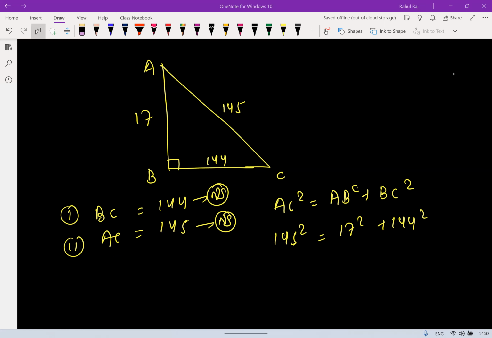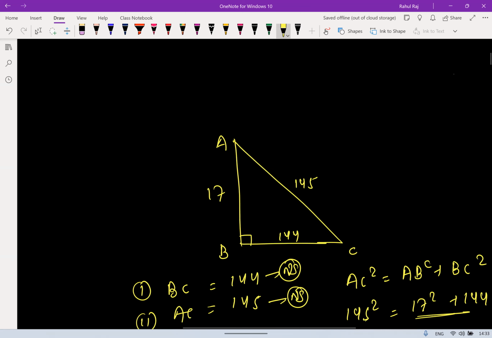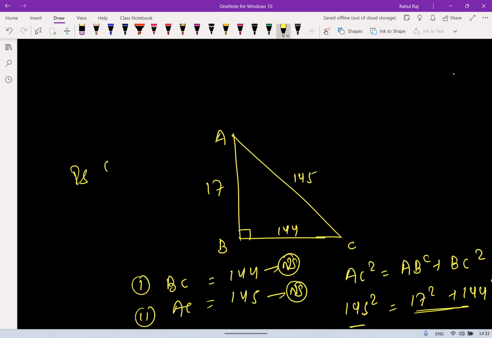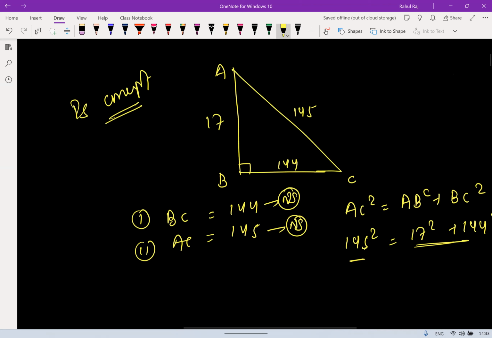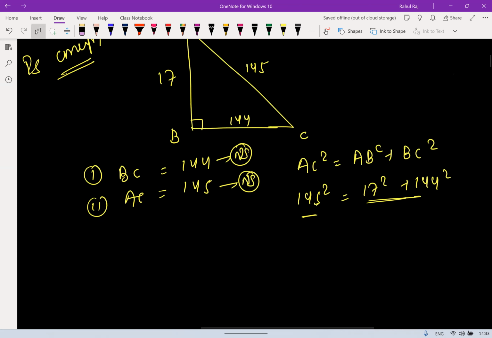Khyati, if I told you go ahead and calculate this, it means that you are not using the concept well. Because if you try and calculate it, you will be 100% wasting 1 minute for sure. The least calculation that you can do is 145 square minus 144 square is equal to 17 square. So that is 145 plus 144 into 145 minus 144. That is 289 is equal to 289.